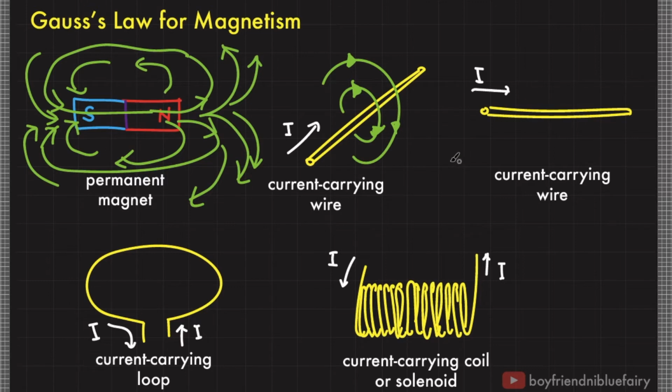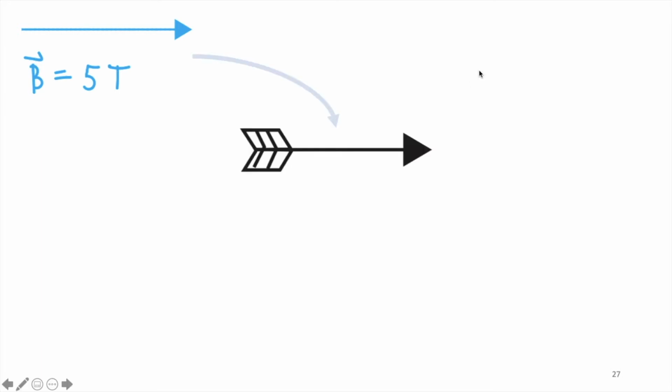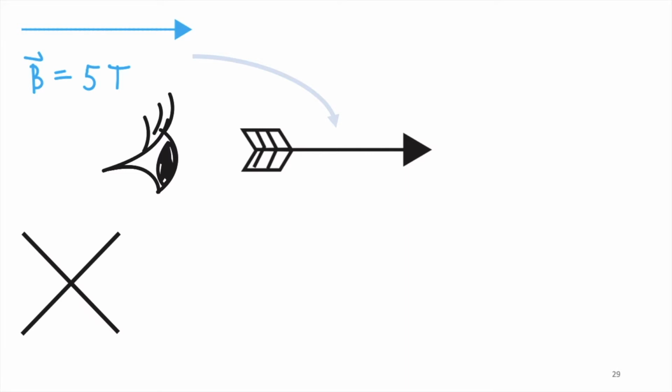So before that, let's review some notations for visualizing vectors. For example, I have a magnetic field vector represented by vector B, and it is equal to 5 Tesla. So I can represent this vector as an arrow. This is a typical drawing of an arrow. Now, if I look at the arrow when the arrow is pointing away from me, then what I can see is the crosshairs of the feather.